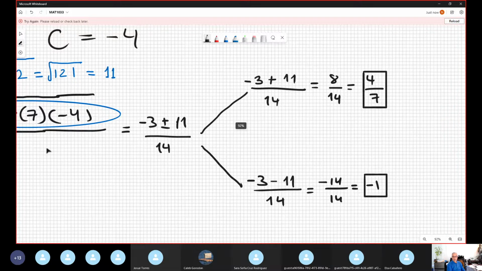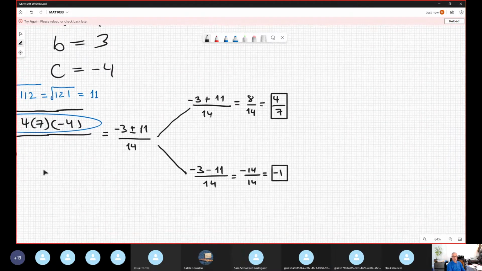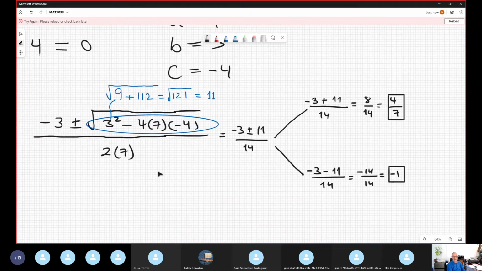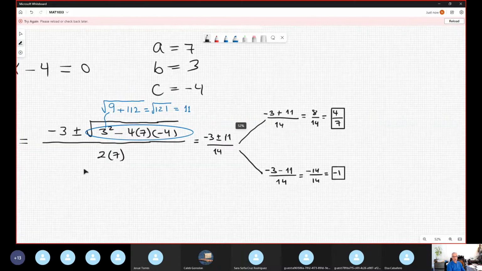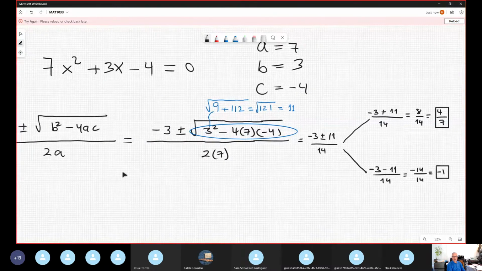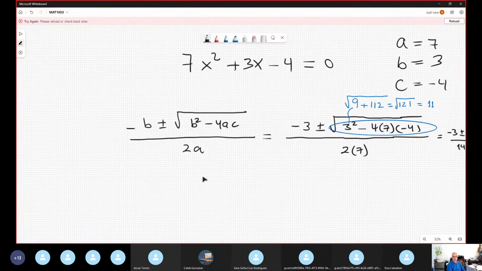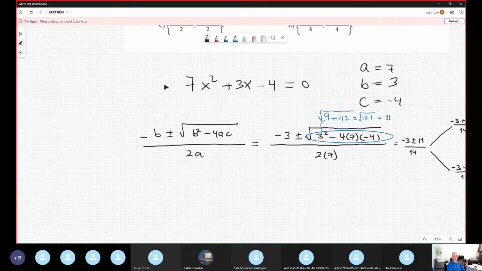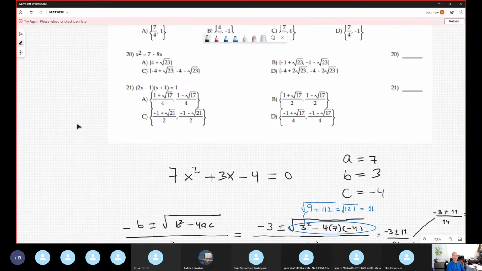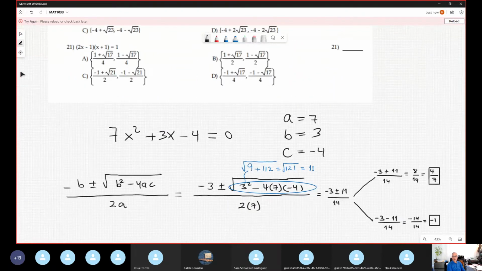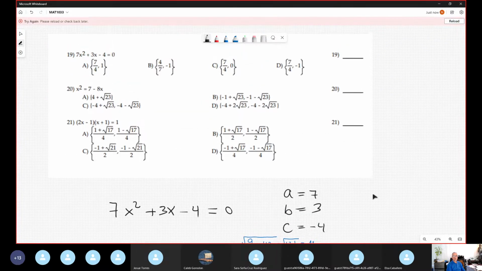4 over 7, in this case, nice, because the number that you get inside the radical was 121, and 121 is a perfect square number. Therefore, you get two real, rational solutions: 4 over 7 and negative 1. Let me see, 4 over 7 and negative 1, B. Okay, cool.